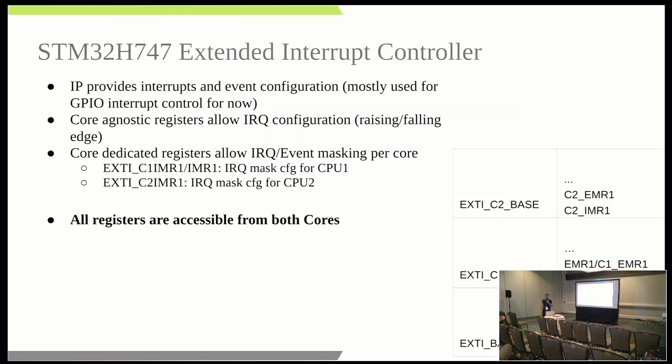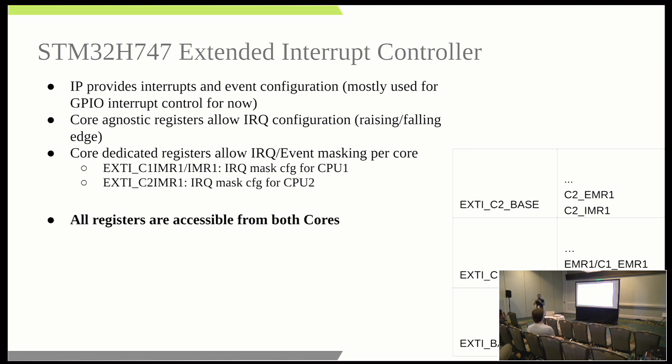And finally, the last IP, which is impacted by the dual core architecture, is the extended interrupt controller. This IP is made for interrupts on event configuration. In Zephyr, this is mostly used for GPIO interrupt configuration. So we are able to configure an IRQ on a rising or falling edge and this kind of stuff.